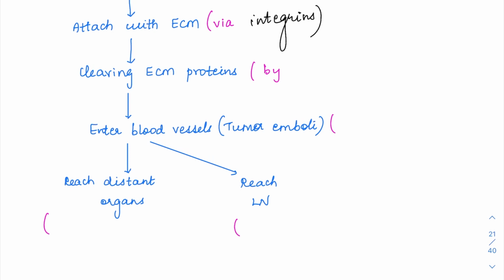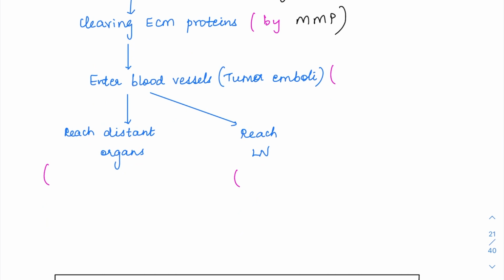So for traveling across this ECM, the tumor cells will produce certain enzymes, which are matrix metalloproteases. So MMPs are matrix metalloproteases. In general also, these matrix metalloproteases break down the ECM proteins. So these proteases will cleave the ECM proteins and then enable the tumor cells to travel across them.